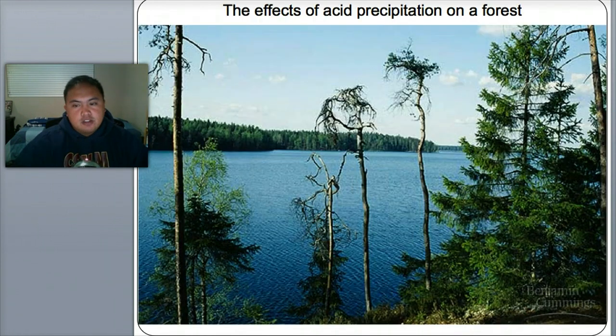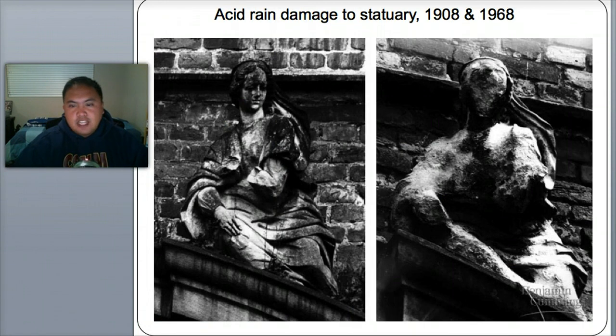To see what it looks like, here's a forest that's been affected by acid rain or acid precipitation. Here's a statue that's gone bad because of acid rain. So you should know that acid rain is another thing that we do to ruin biodiversity, and it actually happens every single time we have rain. Most people don't know that.